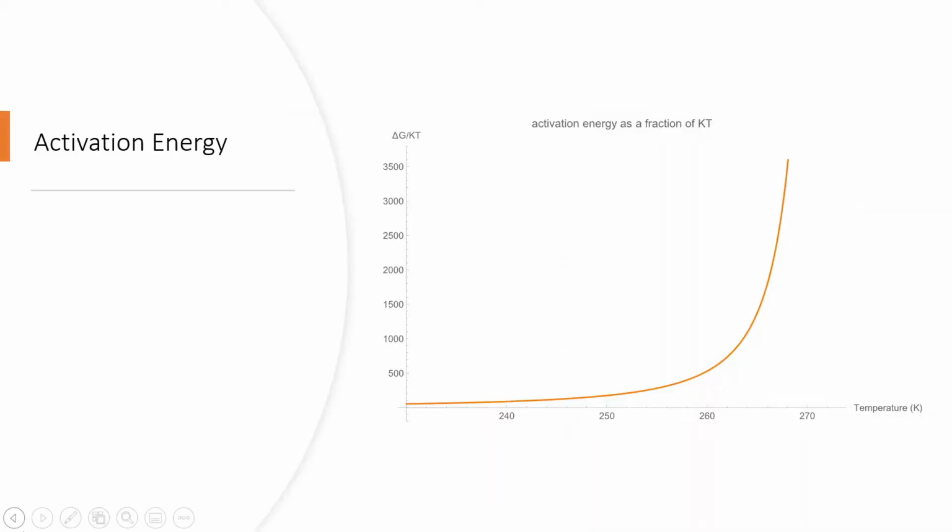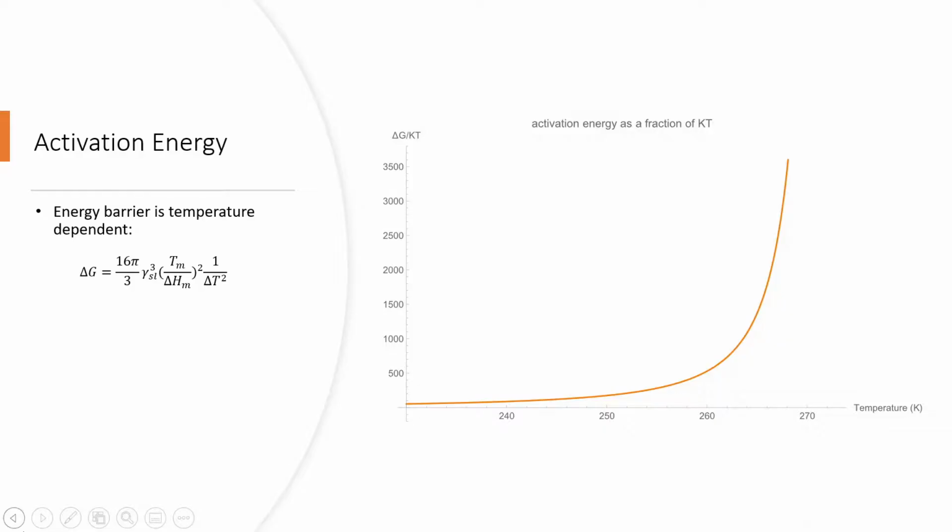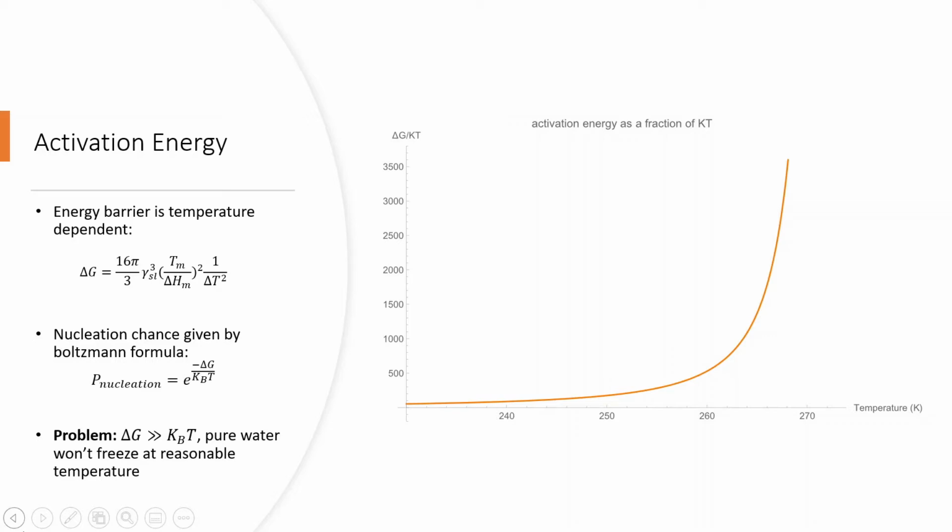This figure shows the temperature dependence of the activation energy. Observe how it decreases as temperature decreases. The activation energy depends on the interface energy, the temperature, and the properties of the fluid. If the energy barrier is much larger than the thermal energy of the water molecule, it is very unlikely for a crystal to overcome this barrier by thermal fluctuations alone. The nucleation chance is proportional to the Boltzmann factor. This means that pure water won't freeze at temperatures below 0 degrees.